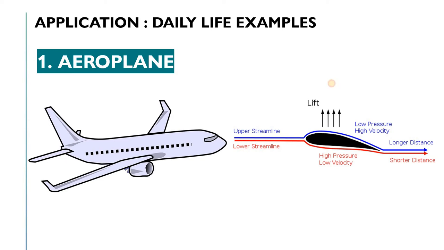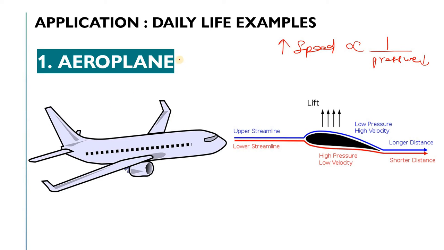The first example is the aeroplane, right? And I would like to tell you one thing: as your speed increases, your pressure will decrease, and vice versa is also true. If you increase the speed, the pressure will definitely decrease, and as your pressure increases, your speed will decrease. Are you getting my point?